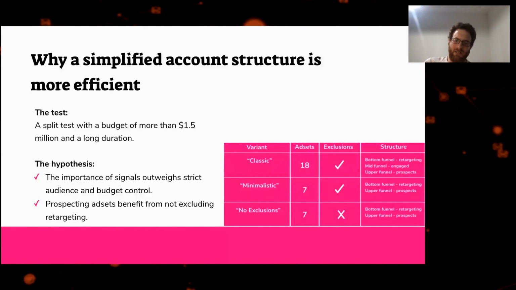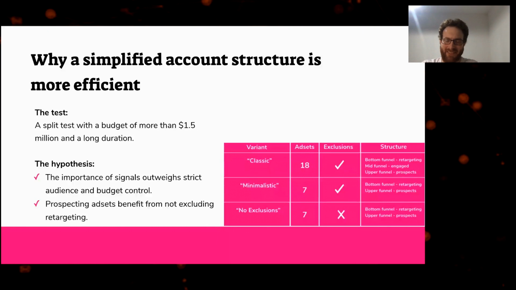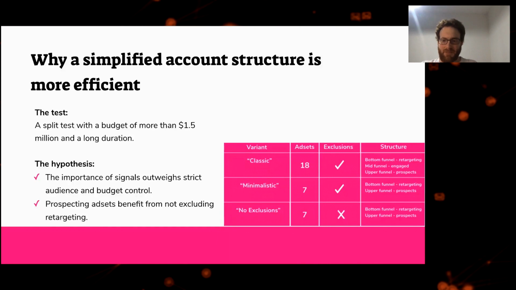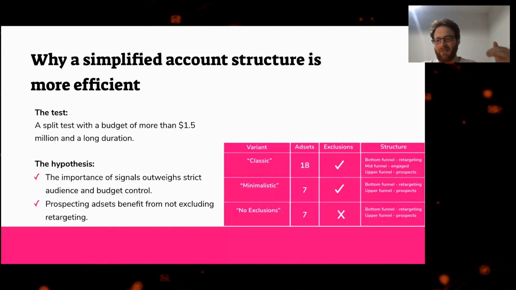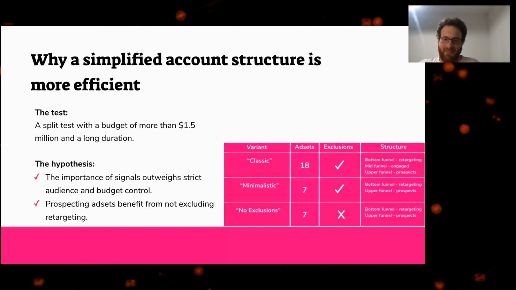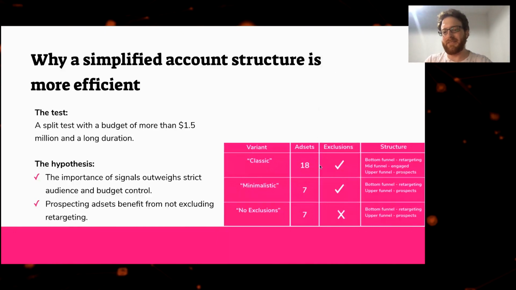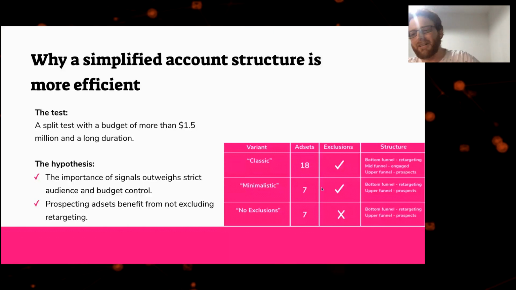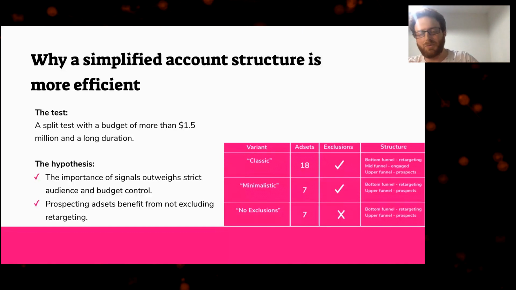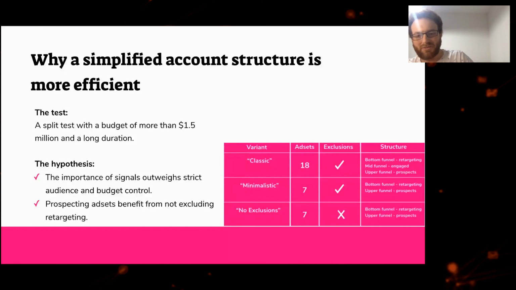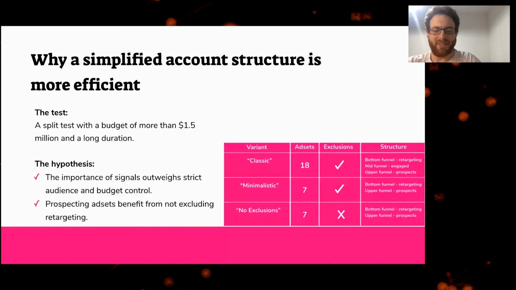We had the minimalistic variant, which was actually what we in Mixtiles did at the time. It had 7 ad sets: a bottom funnel campaign that does retargeting, and an upper funnel campaign that does prospecting on broad, with the upper funnel excluding the retargeting. And the third variant, which, to give you a spoiler, won, was exactly the same as the minimalistic one, but it didn't have any exclusions. Now I want to take credit and tell you that it was my idea, but unfortunately it wasn't. It was inspired by one of the agencies we work with called Pareto Solutions, and they're also presenting here in this conference, so I have to give them credit.